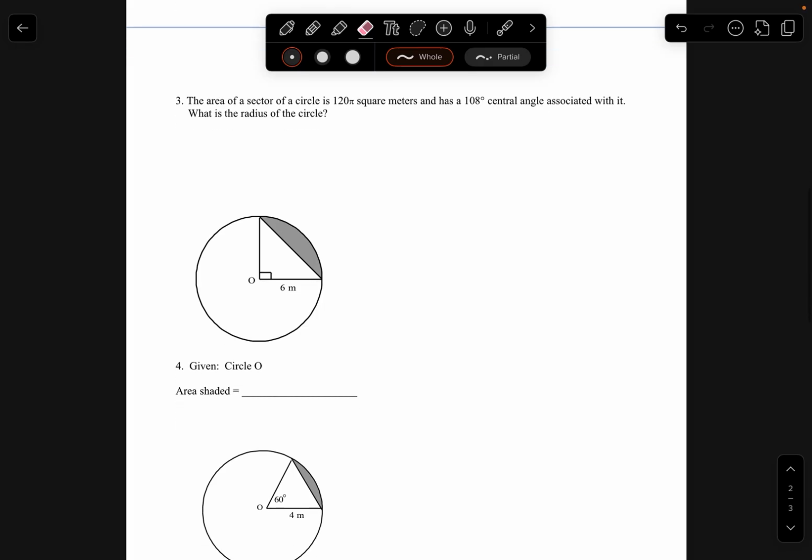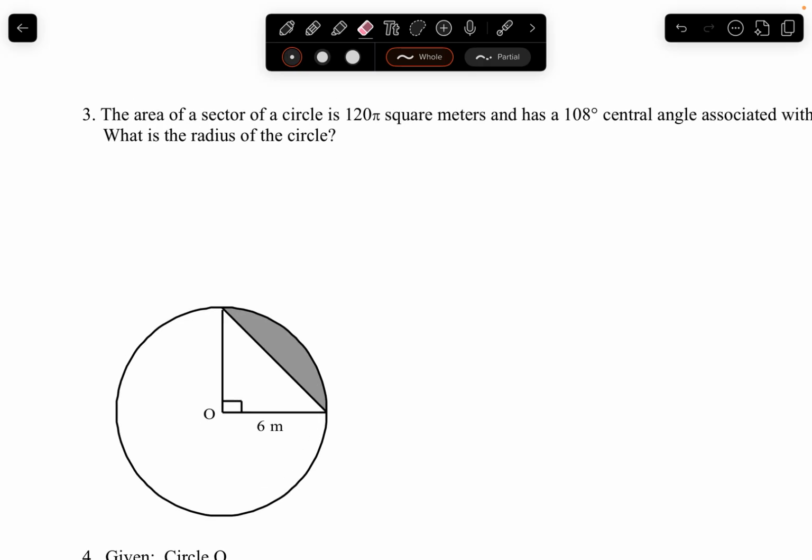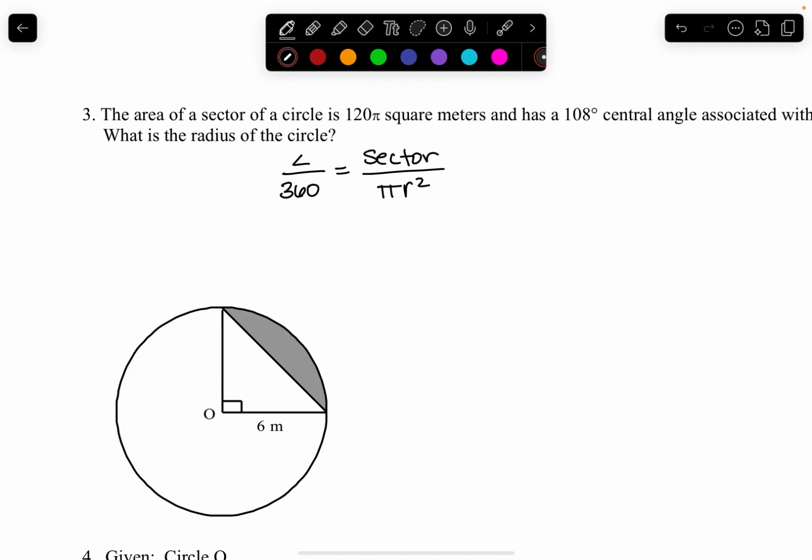All right. Number 3, it says the area of a sector of a circle is 120 pi square meters and has a 108 degree central angle associated with it. What is the radius of the circle? So this is, again, a backwards problem where we do our central angle over 360. That's going to equal our sector area over the total area.